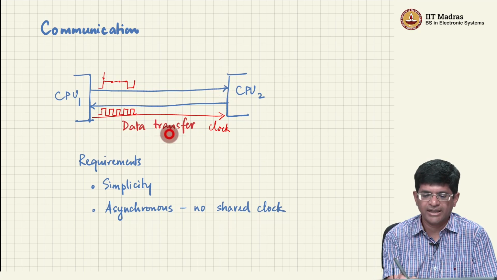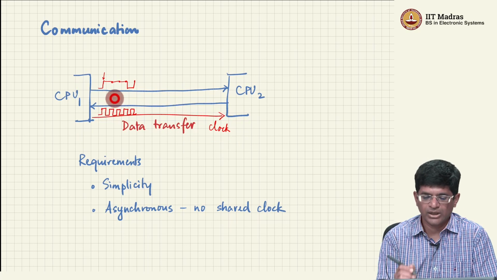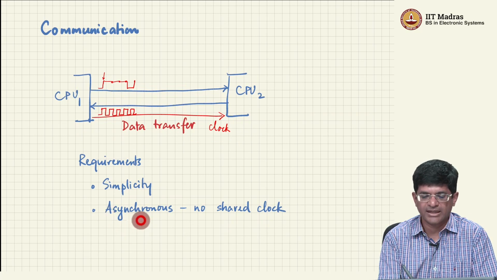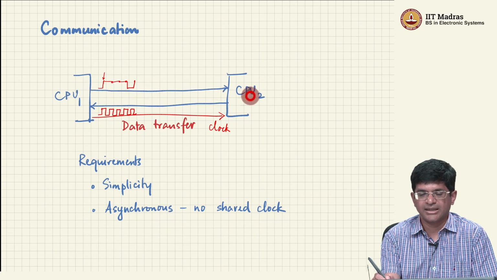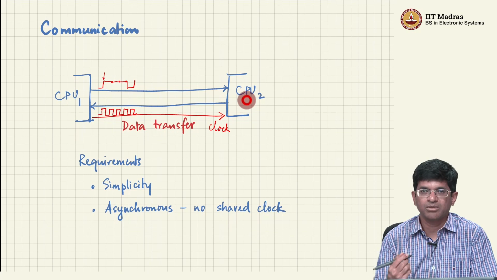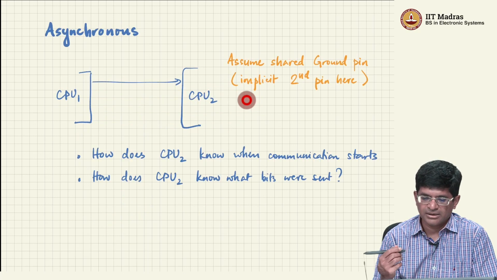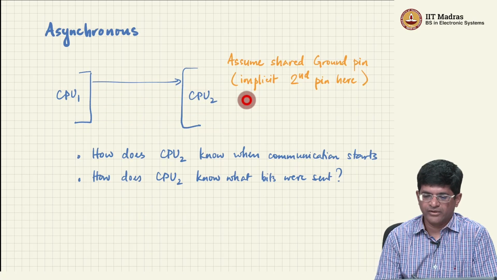So rather than trying to arrange for a common clock between these two, I would like to see, is there a way by which I can do this transfer asynchronously? That is, I don't need a clock, I just have some way by which I can send data out here and the other side knows how to pick it up. And it turns out people came up with a protocol for doing this. There are a couple of problems you need to solve here.